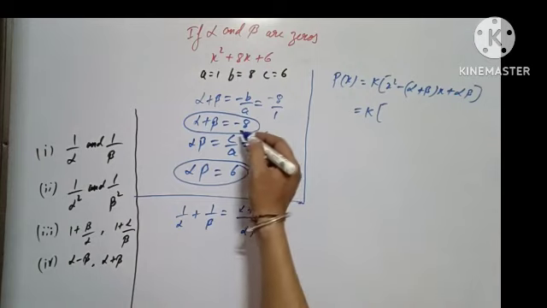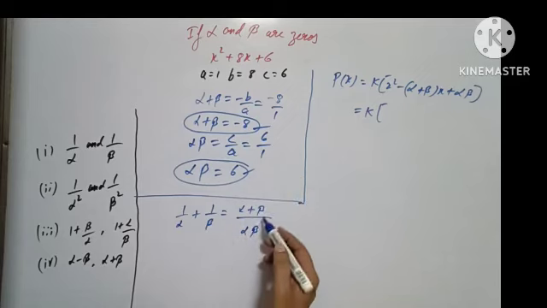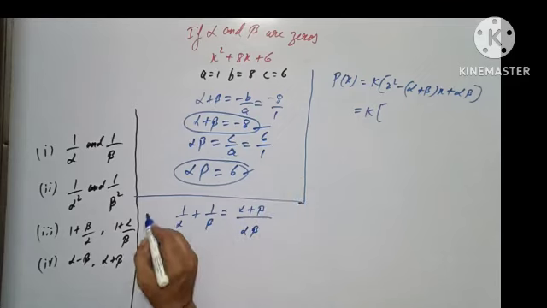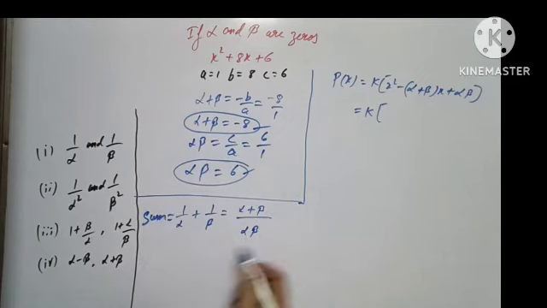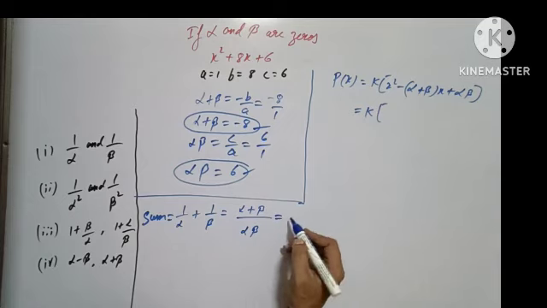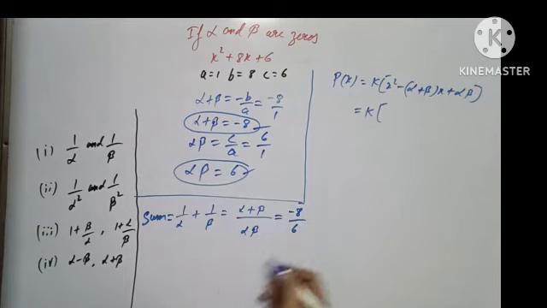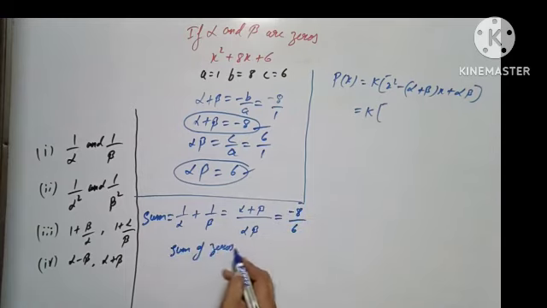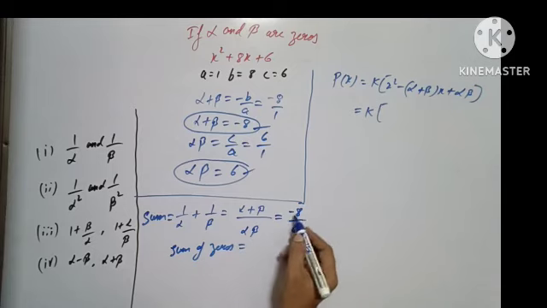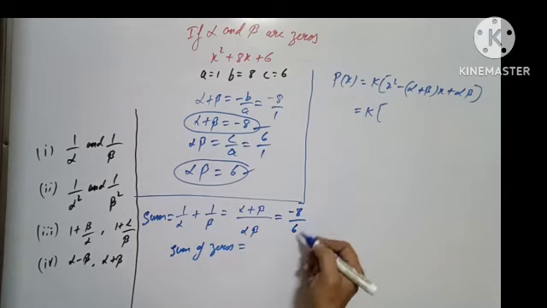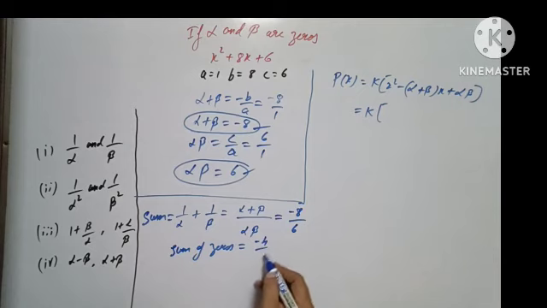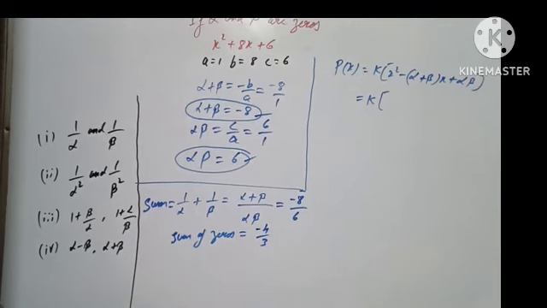Let us use this alpha plus beta and alpha beta in this equation, that is the sum of zeros. Alpha plus beta value is minus 8 by alpha beta value is 6. So the sum of zeros is minus 8 by 6, that we can simplify as minus 4 by 3. Similarly, we shall find the product of zeros.